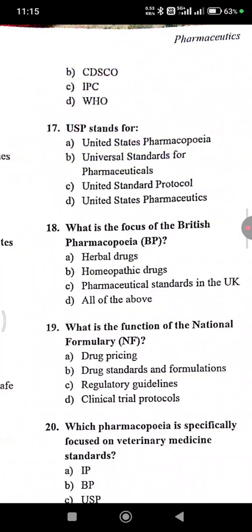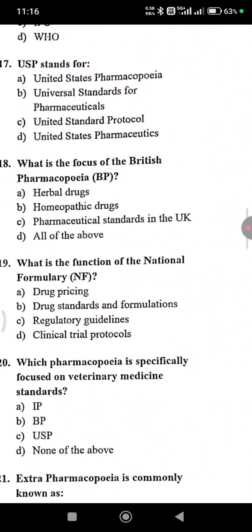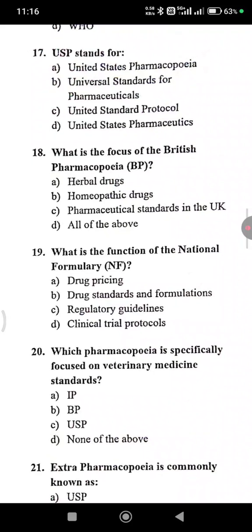17. USP stands for United States Pharmacopoeia. Let's go to question number 18. What is the focus of the British Pharmacopoeia? Pharmaceutical standards in the UK, herbal drugs, homeopathic drugs. The right answer of this question is option D, all of the above.